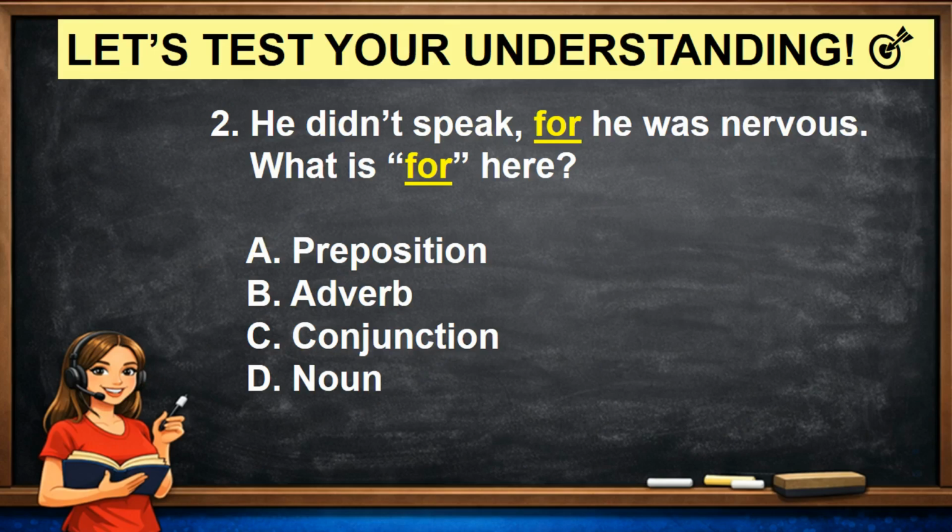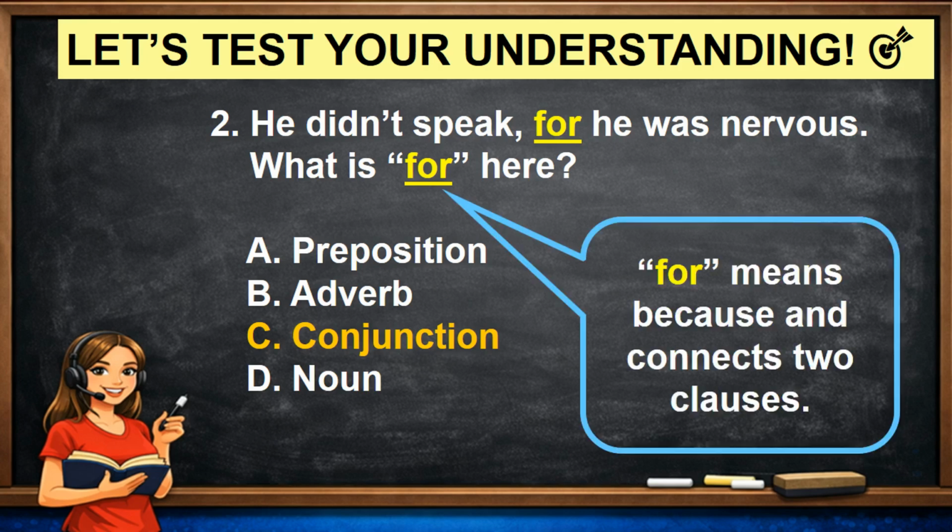Question 2. He didn't speak for he was nervous. What is for here? A. Preposition. B. Adverb. C. Conjunction. D. Noun. Perfect! The correct answer is C. Conjunction. Explanation: for means because and connects two clauses.